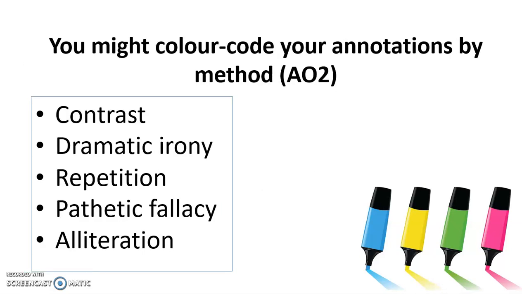But you might also want to colour code your annotations, so your copy of the script or text, in terms of key methods that you know that writer uses a lot. So you might think about the use of contrast or dramatic irony. You might think about the use of repetition or alliteration or pathetic.